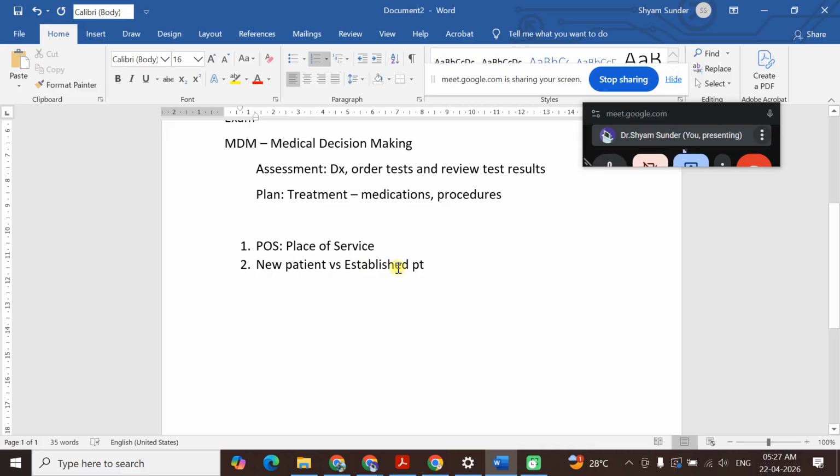So established patient, yes, the same 3 years window period. If the patient visited at least once in the last 3 years for the same specialist or any doctor in the same specialty, but it should be within the same facility. That's important.